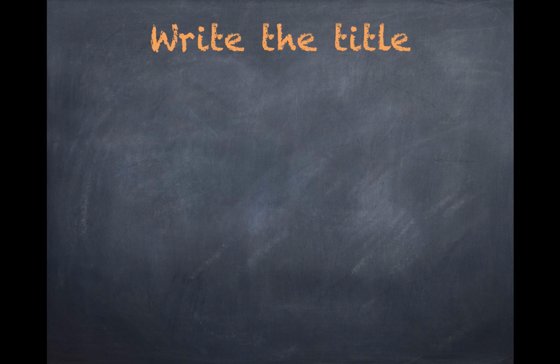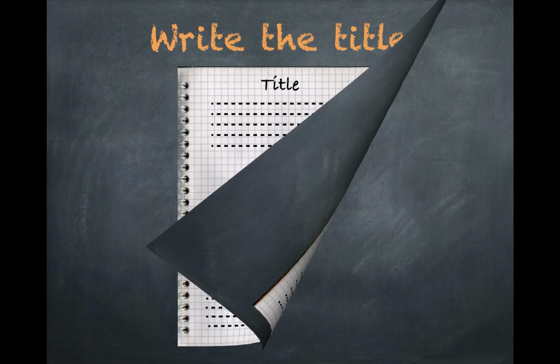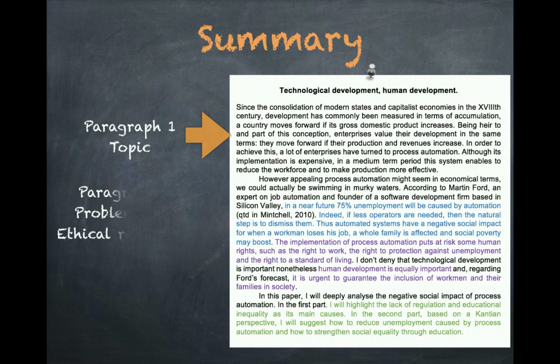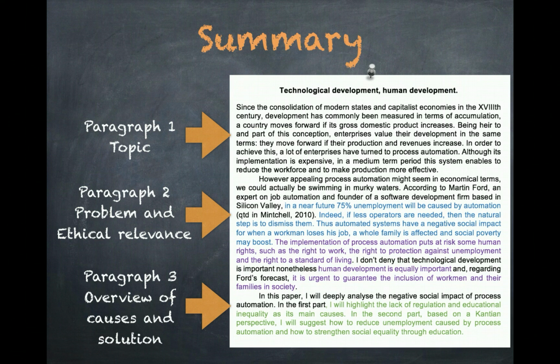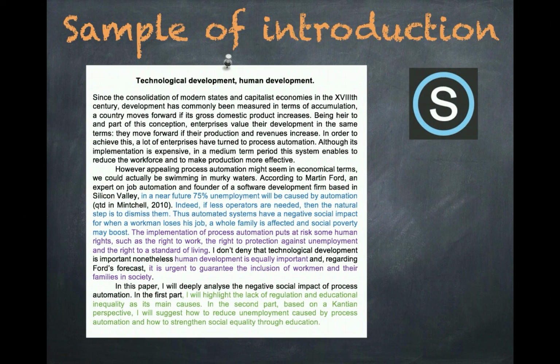We are almost done. The final step is to write the title at the top. And that's it. So, here is the summary of what you have done. In the first paragraph, you told us your topic in a creative way. In the second paragraph, you stated your problem and the ethical relevance. Finally, the third paragraph is an overview of the causes of the problem and its solution. Make sure that the font is Arial 12 points and the spacing 1.5. If you need a sample of the complete introduction, you can find it at Schoology.